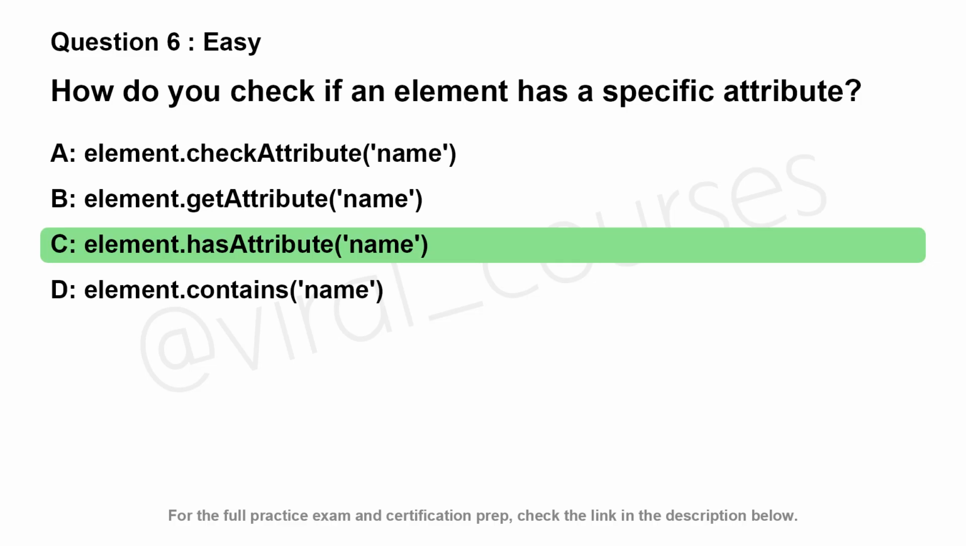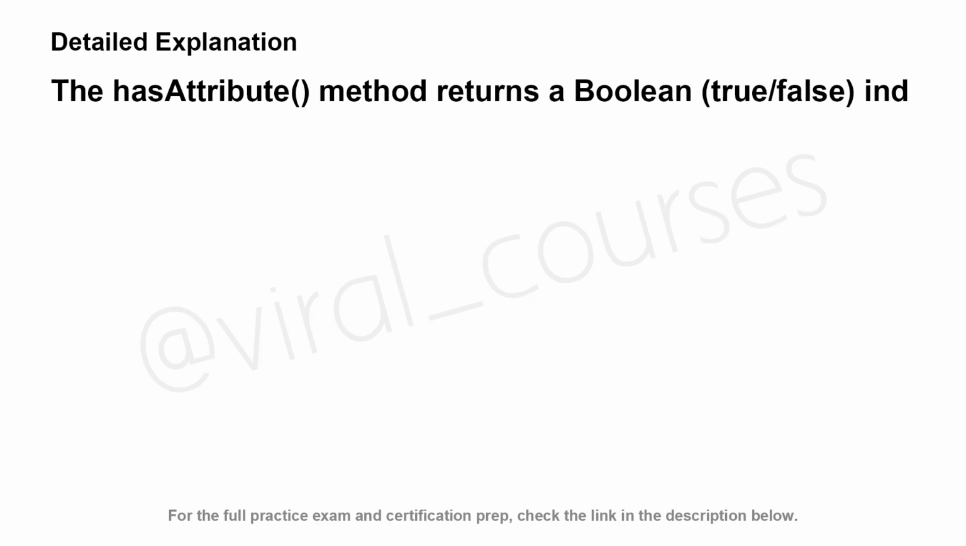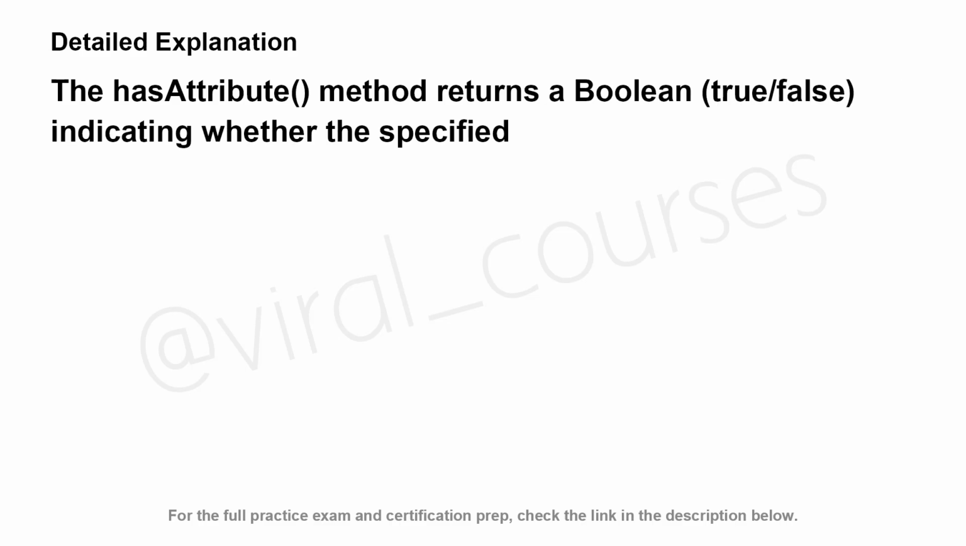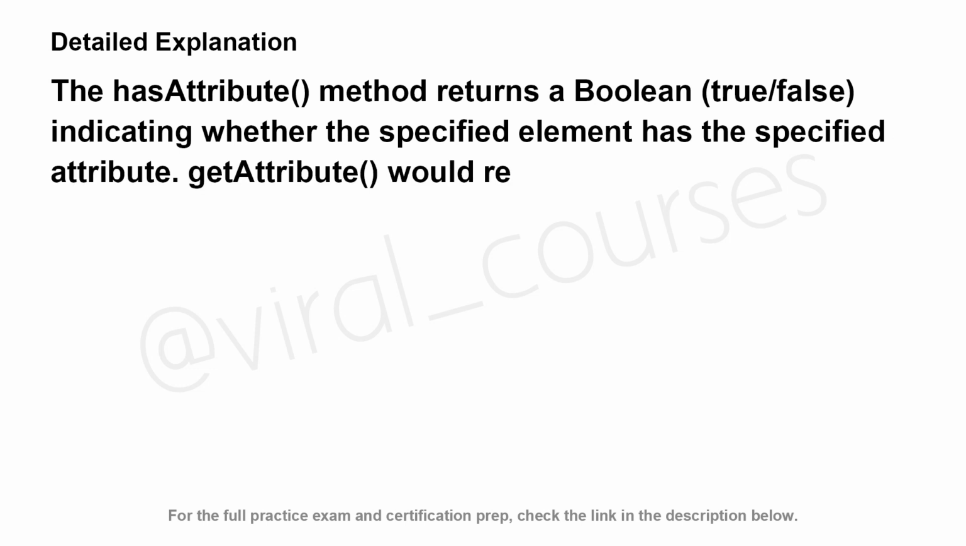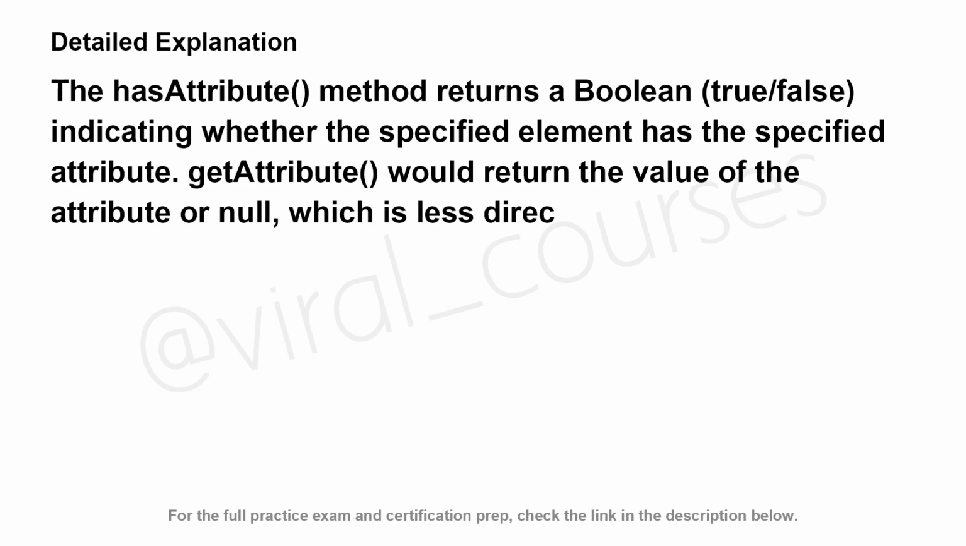The correct answer is C. The hasAttribute method returns a Boolean, true or false, indicating whether the specified element has the specified attribute. getAttribute would return the value of the attribute or null, which is less direct for a simple existence check.